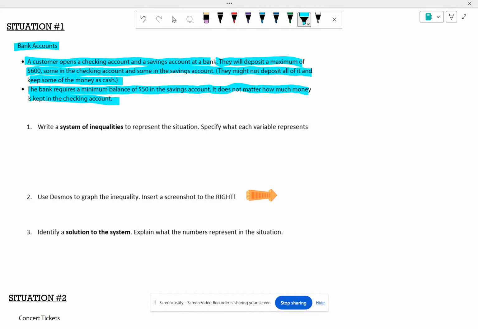So in this case, we're depositing money into an account. We just don't know how much money it is. But we know there's two accounts. There's a checking account and a savings account. So that's going to be my X and Y. So I'm going to let X be my checking account, and Y is going to be my savings deposit.